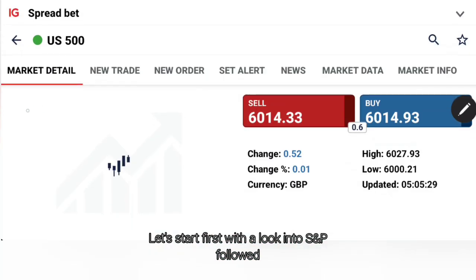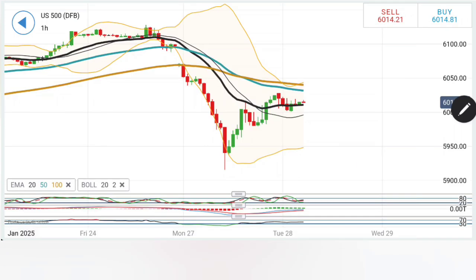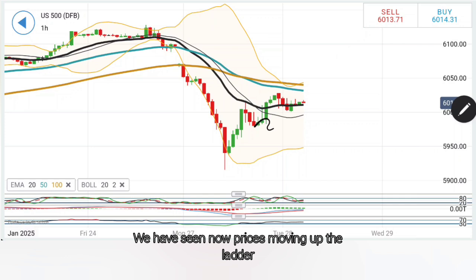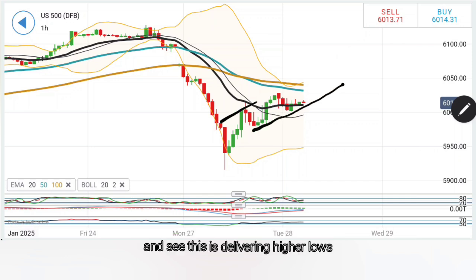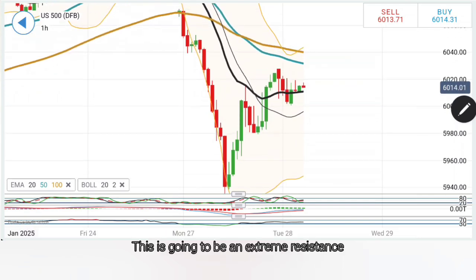Let's start first to look into S&P, followed with Nasdaq, then Dow. In the end, Germany40 and FTSE 100. Here's what's happening with S&P. Prices were trading with divergence from the 20 period moving average. We have seen now prices moving up the ladder, and this is delivering higher lows and higher highs. Where are the highs of this? Now this is the zone that we should focus on, 6040, 6050. This is going to be an extreme resistance zone here on the upside. Also, the first resistance at 6020 is going to play a major role as well.